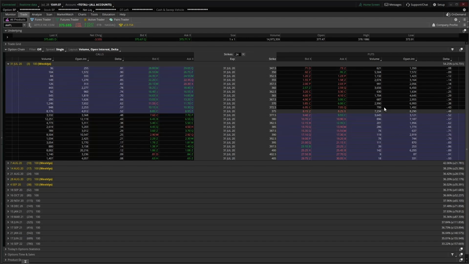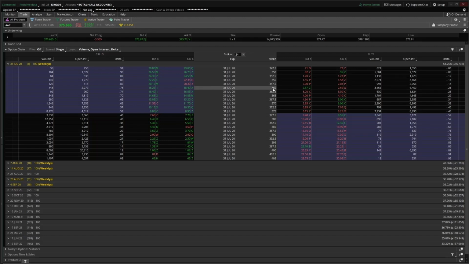Now, on the put side, it's a little different. So on the put side, you have in the money still in purple, but what in the money on puts is that the current stock price, 375, is below the strike price. So when the stock is below the current strike price, then those are in the money. And out of the money is when the stock is above the strike prices.